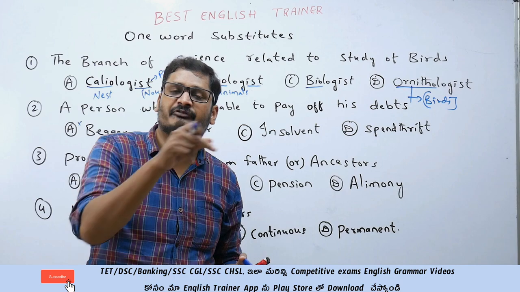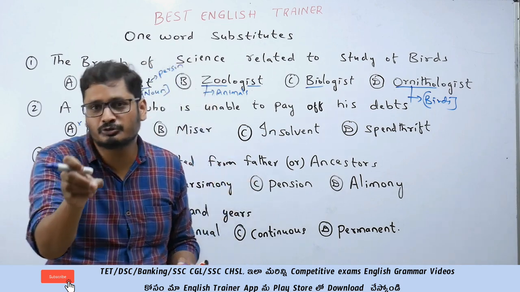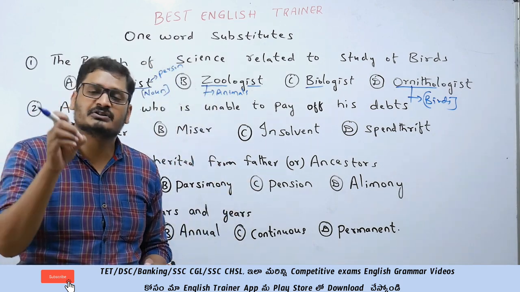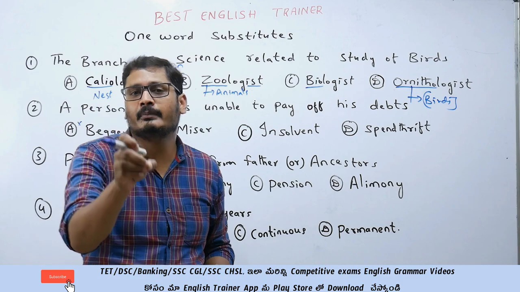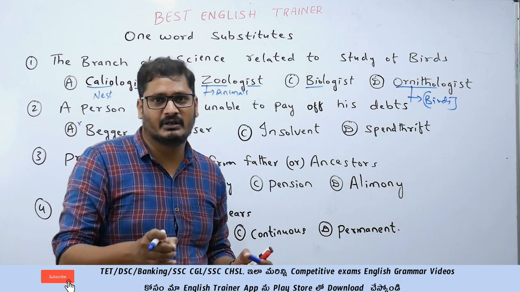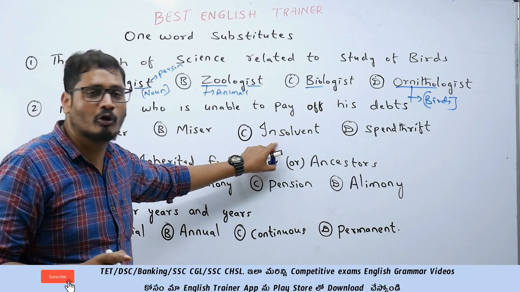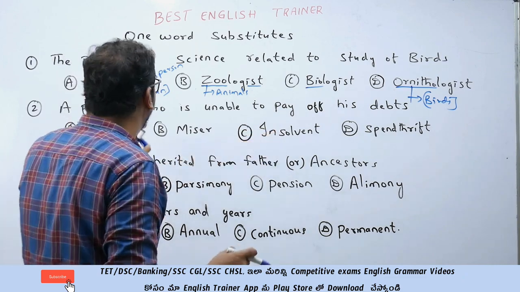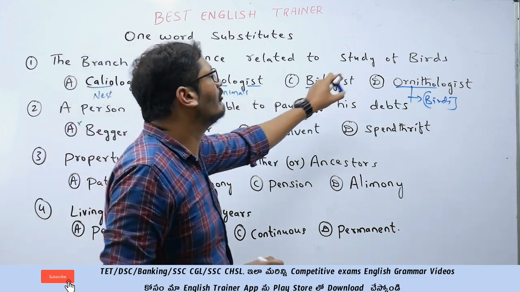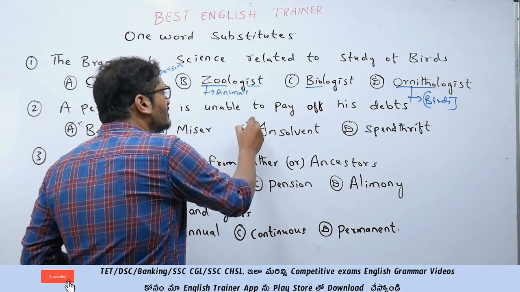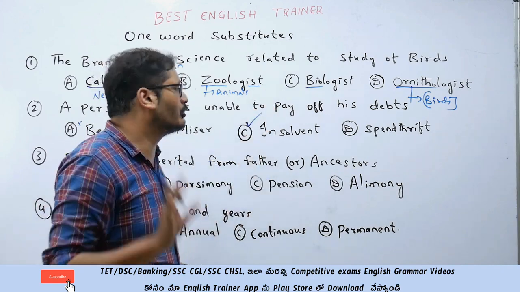And finally, if he is not in a position to pay off those debts, the judge would give the IP form over there. That is altogether an insolvency petition. Now, insolvent. What is the question? A person who is unable to pay off his debts is nothing but option C. That's altogether insolvent.